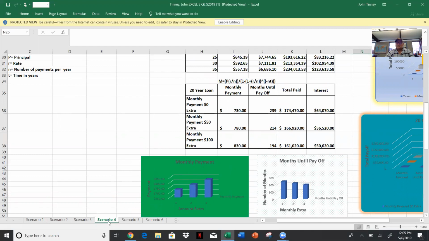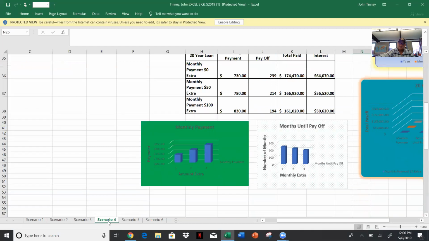$174,470, and you'd pay over $64,000 in interest. If you paid just $50 extra a month, you'd pay about $8,000 less, and you'd save about $8,000 on interest. If you went ahead and paid $100 more, you'd save almost $13,000 on total paid back, and about $13,500 on interest. So it's worth it if you can pay a little extra.